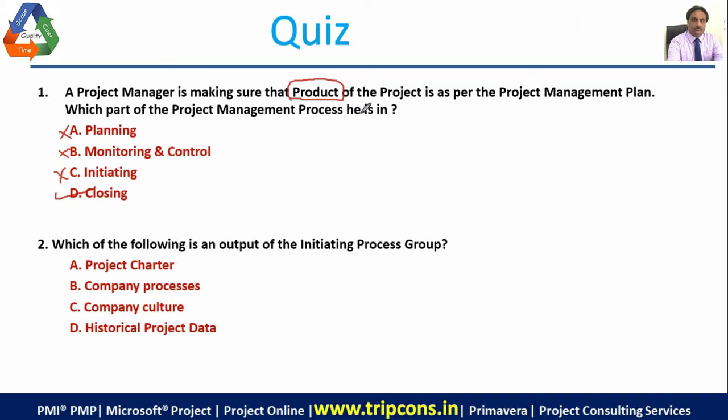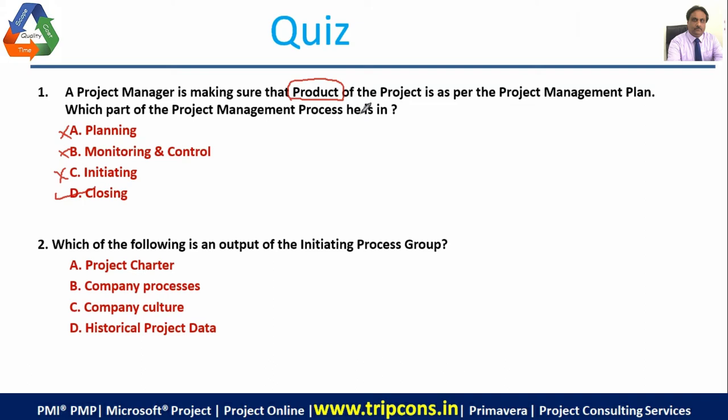Okay, which of the following is an output of the initiating process group? When you take the initiating, what do you get as an output? Project charter. Yes, so now let me tell you what a charter is. Charter is a formal permission to do a project. Keep in mind. So why do you need this?